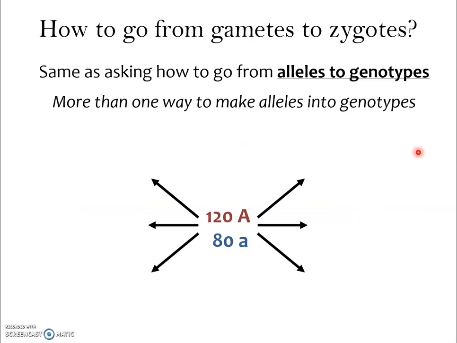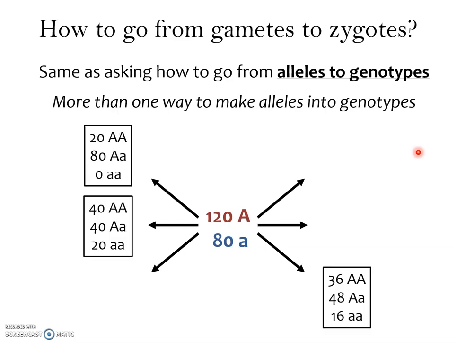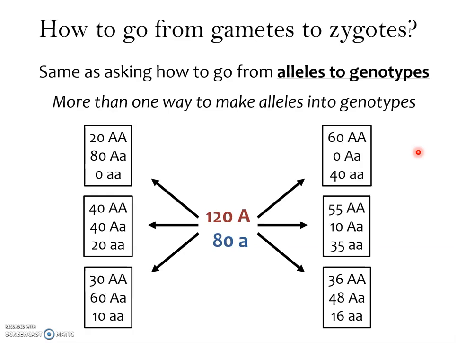Okay, the problem, or the reason that we need to use a little bit of our past knowledge about inheritance and genetics, is that there are many ways that our, in this case, 200 alleles could sort themselves out into genotypes. We could get any of the combinations pictured here. We could get these combinations. We could get many different combinations and still have 120 big A's and 80 little a's, or 60% big A's and 40% little a's. Okay, so how do we know what we expect?